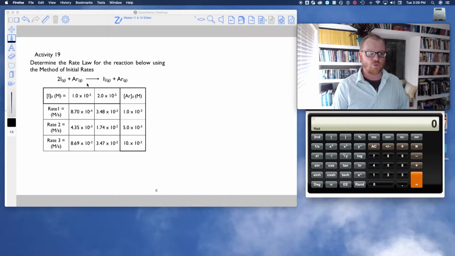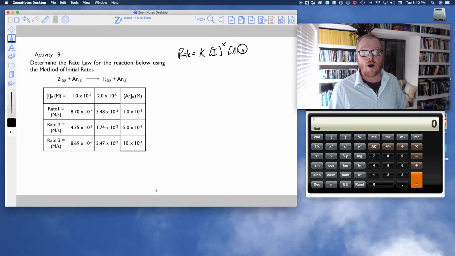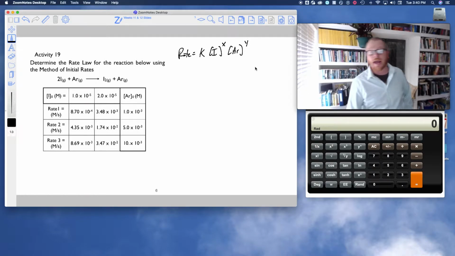So when we look at this reaction, 2 I atoms plus argon makes I2 plus an argon atom. This is a rather obscure reaction, so let's not worry about that for the time being. I just want to use the data from this reaction. The first thing we would do is set up our generic rate law. We would just say rate equals k times the reactant I raised to some power that we're going to try to figure out. I'll just use the letter x. And then times the other reactant, argon, raised to some power y.